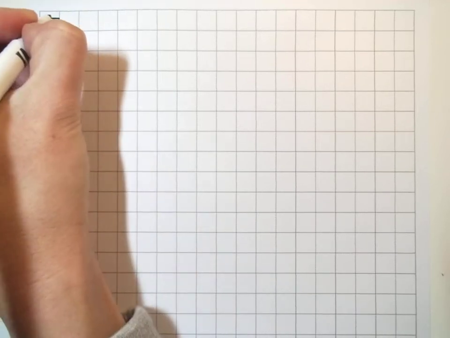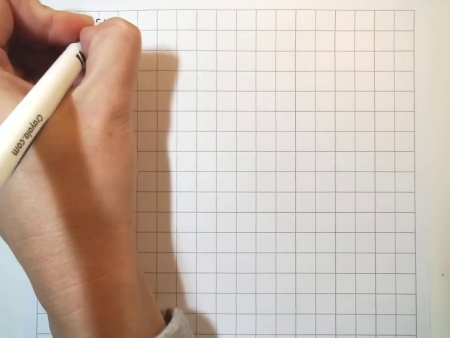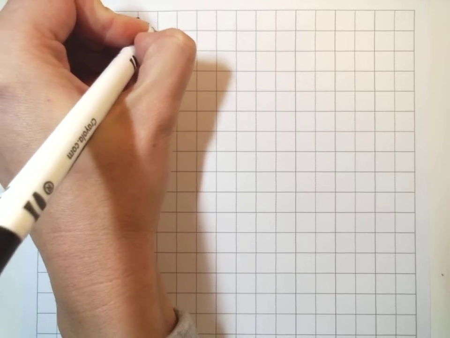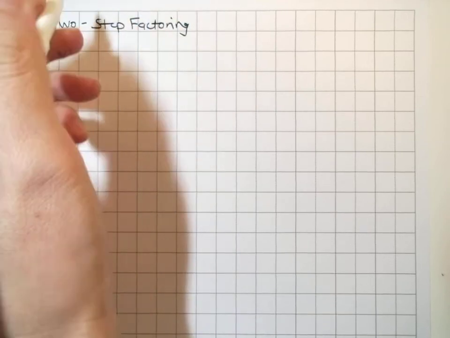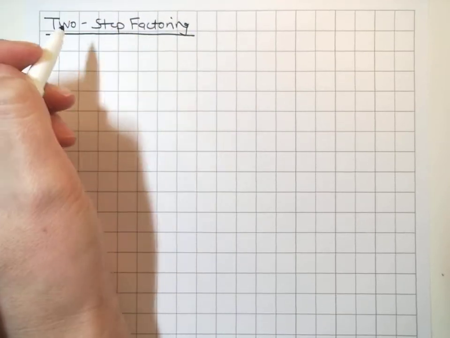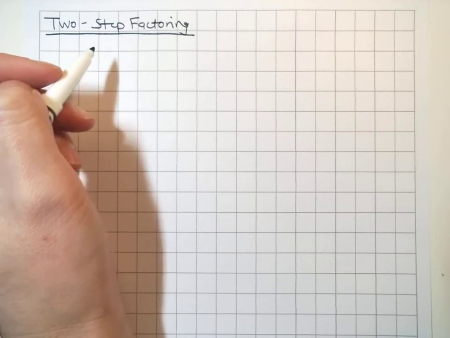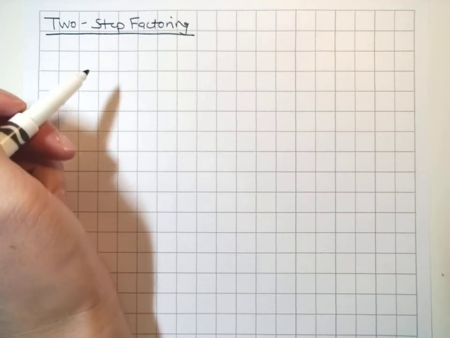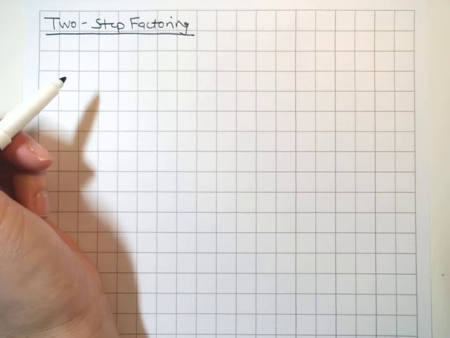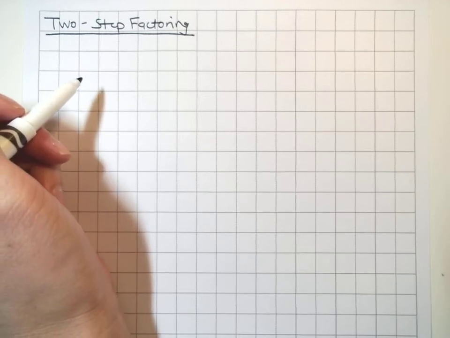Okay, so today we are going to be putting together all the stuff that we've learned this unit with factoring, and we are going to be completing two-step factoring. So these problems are going to have a common factor, so you're going to have to factor out the GCF, and then you're going to have to factor the trinomial that is left.